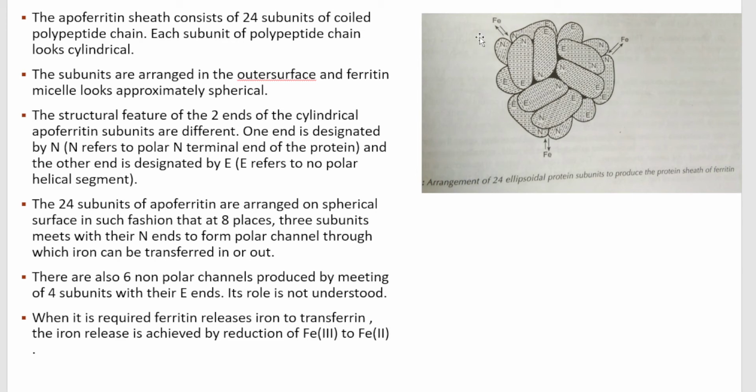So here can you see that the N ends of three of the subunits meet together. When three N ends meet together, there is a polar channel. It is like a pipeline to the outside through which iron can be brought inside, that is to the central core, or it can be taken out, because obviously this is a spherical surface. From somewhere there should be a way for iron to come in and go out, correct? So like this, there are 8 different places in a single protein where 3 of the ends meet together and form a polar channel for the ion to go in or out.